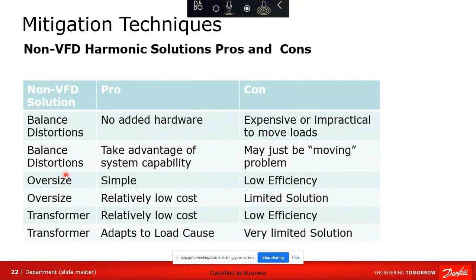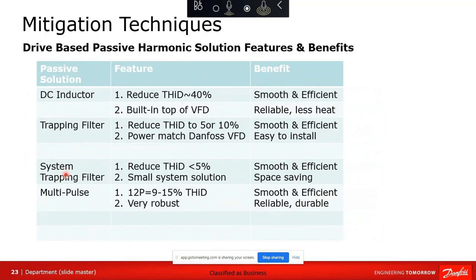Use specific transformers. It's okay, but there are better solutions out there, or other solutions if you don't want to go that way. Drive-based passive harmonic solutions: you can use a DC link reactor, a DC coil. The alternative to a DC coil would be an AC line reactor. In the Danfoss world, all of our drives include a DC link reactor.